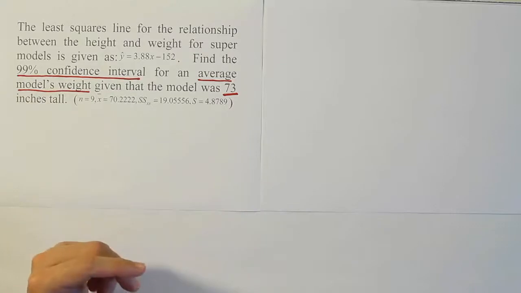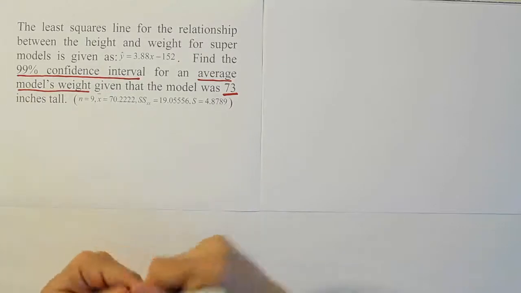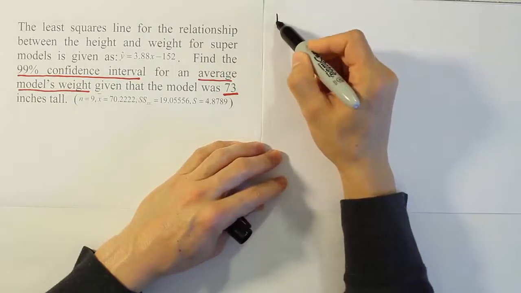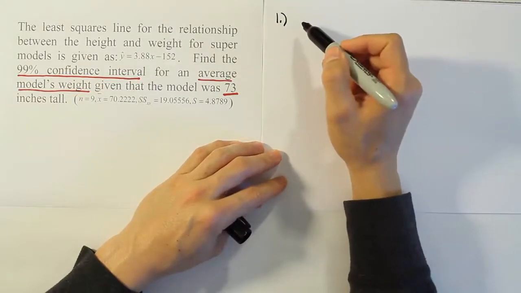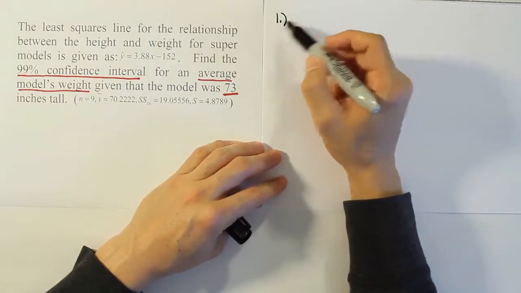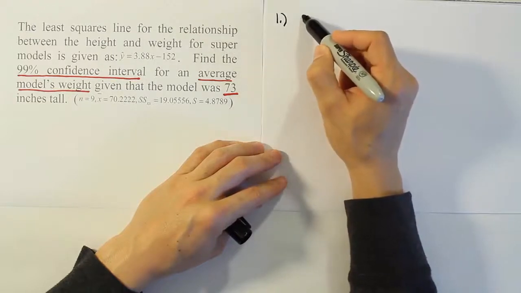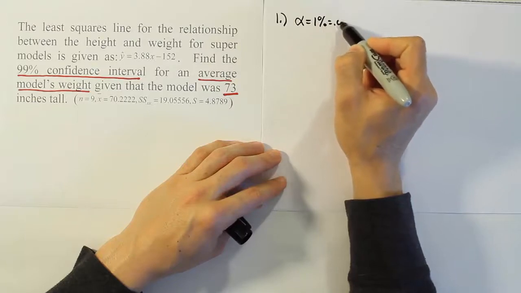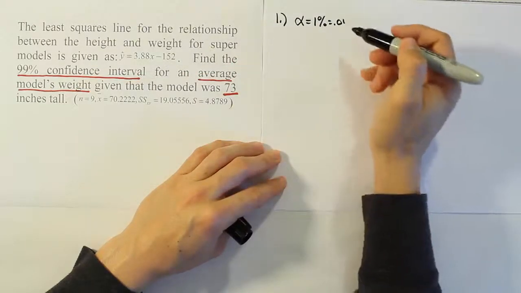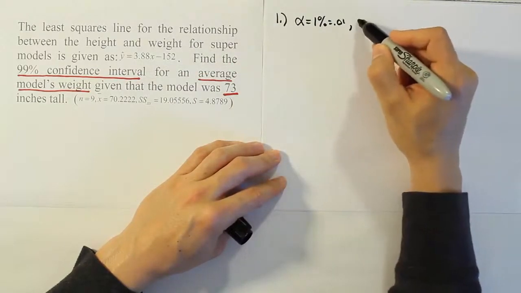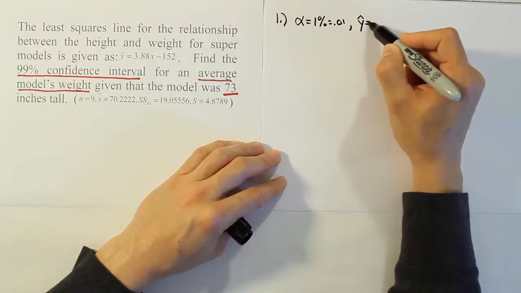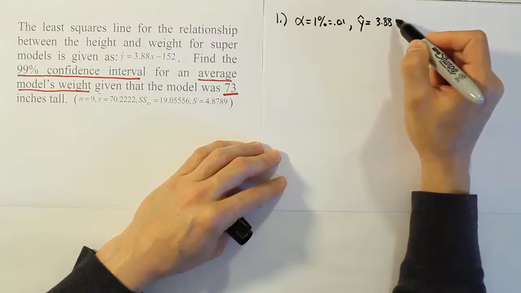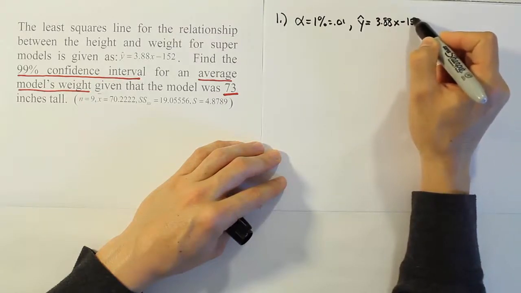Okay, so let's start with our first step. Our first step is normally to record the data. Well, the data is given to us nicely, but we're going to use the first step to do one other thing, which is to get our point estimator. So first let's identify that alpha here is 1%. I know alpha is 1% or 0.01 because the confidence level is 99. Now the model itself, y hat is equal to 3.88x minus 152.